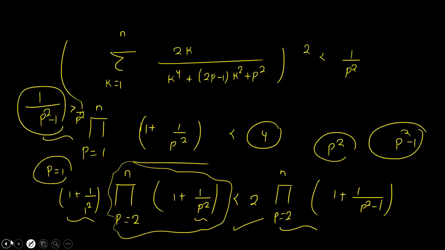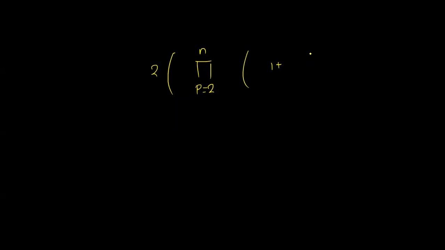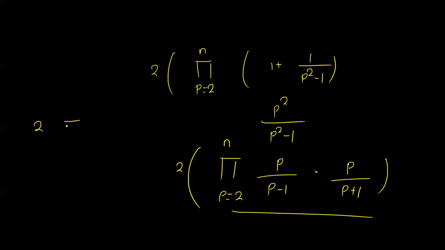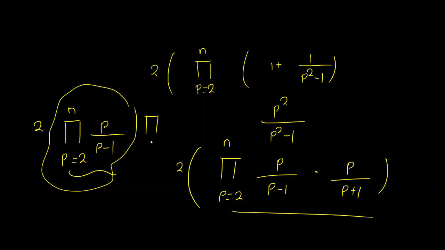So this will become 2 times the product, p from 2 to n, of 1 plus 1 divided by p square minus 1. So this will become p square divided by p square minus 1. You can rewrite this in this way: p divided by p minus 1 multiplied by p divided by p plus 1. And we have to calculate the product from 2 to n, and finally we have to multiply it by 2. So you can rewrite this in this way: 2 times the product p equal to 2 to n, p divided by p minus 1, and the product p equal to 2 to n, p divided by p plus 1.